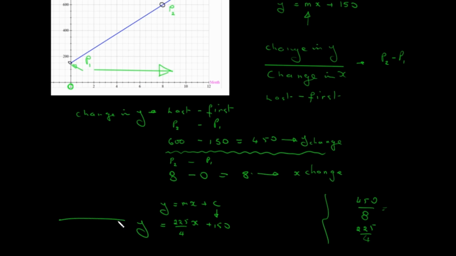That is the equation of the line. Having found that, we can work out the total cost for any month or part of a month. We can change the value of x by looking at this and putting it in there, and we can work out what our cost was.